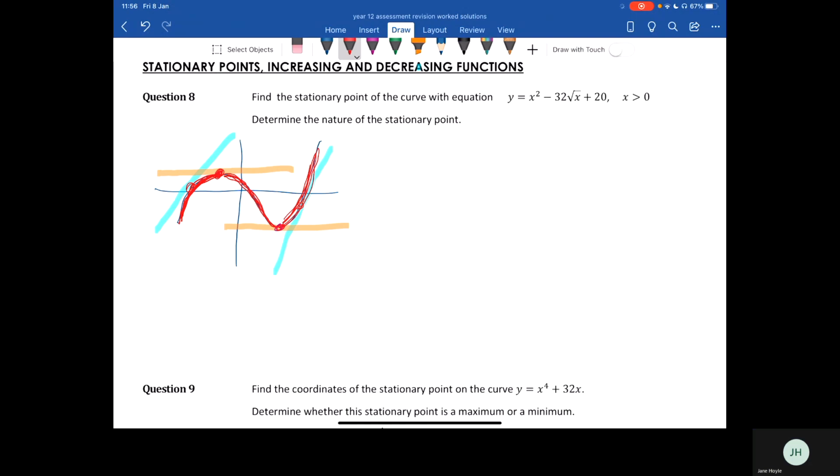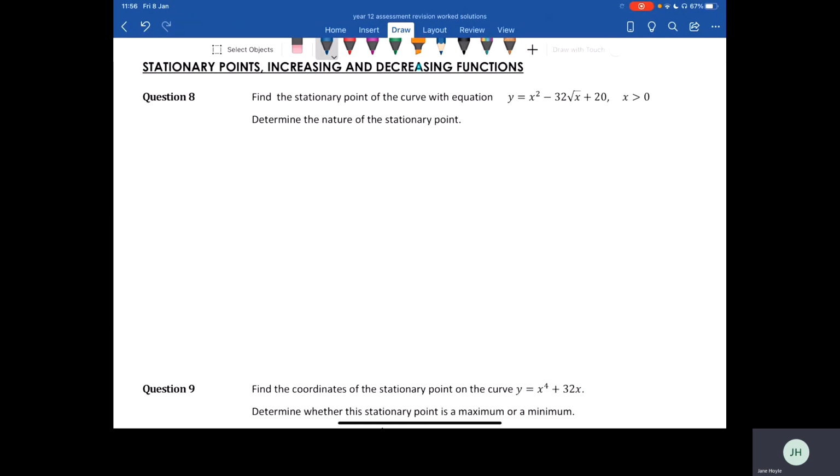So two things in particular we can find from stationary points. Firstly, when the gradient itself is zero, obviously that's important in a lot of contexts, but also it pinpoints very well when the curve is increasing and when the curve is decreasing. So that's why these two sections often come together within the question.